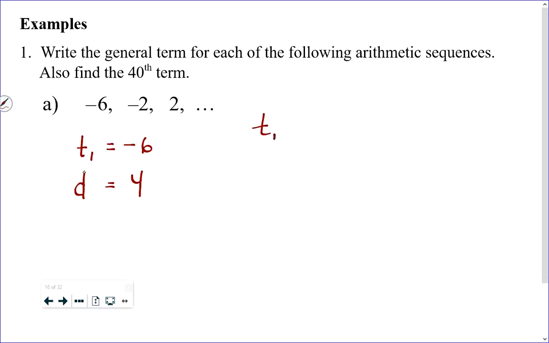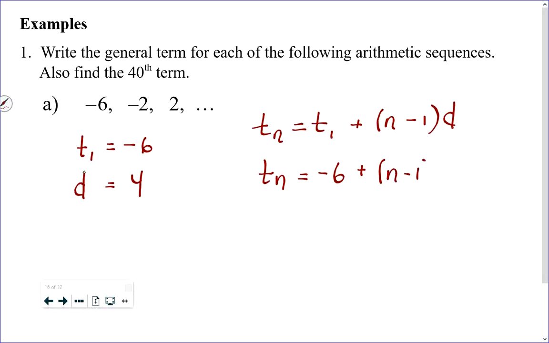Let's load them into this formula. By the way, the formula will be on a formula sheet. You don't have to memorize this formula. Let's load those two numbers into that formula to get Tn equals negative 6 plus n minus 1 times 4.